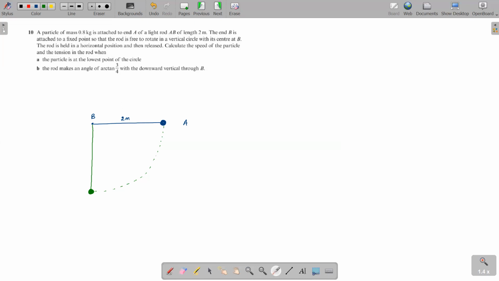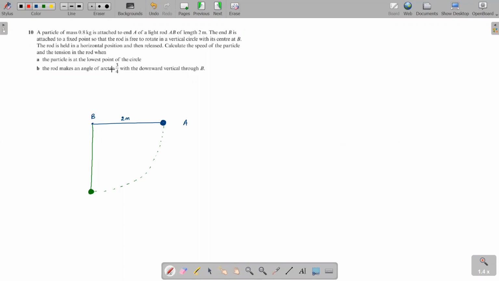And then part B, calculate the speed and the tension when the rod makes an angle arc tan 3 over 4 with the downward vertical through B. All right. So we'll do part A and B separately. I think part A should not be much of an issue, right? So that's quite easy.